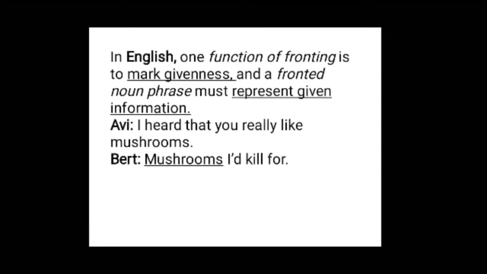In English, one function of fronting is to mark givenness. The fronted noun phrase must represent given information. For instance, I heard that you really like mushrooms. And Bert said, mushrooms I'd kill for.